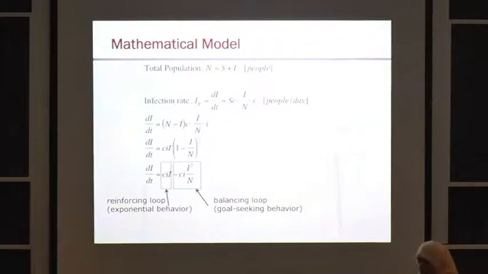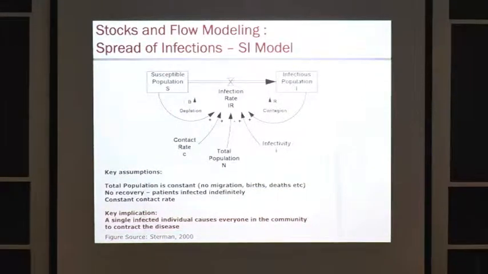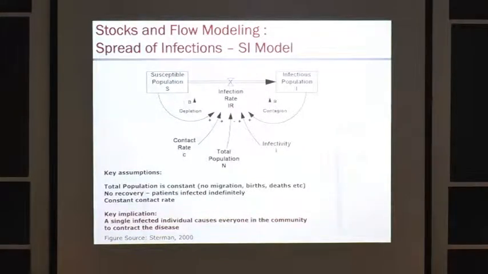All right, so we developed this model, these equations, to describe the situation we're modeling, and we can use a stock and flow diagram to represent that. So we have the stock of S, the stock of I, and the infection rate IR. And these are the constants that we define: the infectivity I, the contact rate C, and the total population.